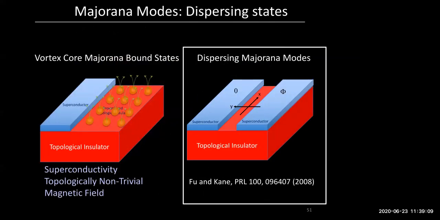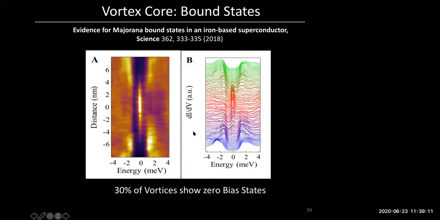And one thing I do want to say before I go ahead is that when you turn on a magnetic field in any superconductor, you also get Caroli-de Gennes-Matricon states inside the vortex core. And these states can be anywhere inside the superconducting gap. They could also be very close to zero. So this group had to do a lot of work to show that these states that they see close to zero bias are indeed Majorana states.